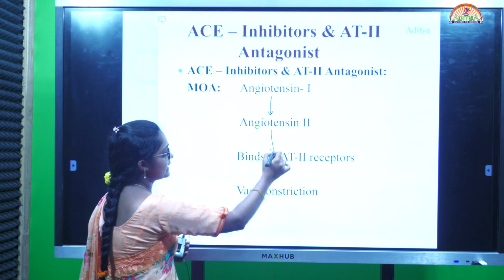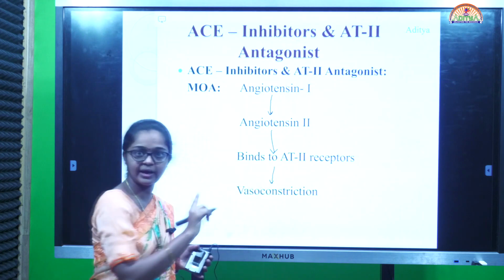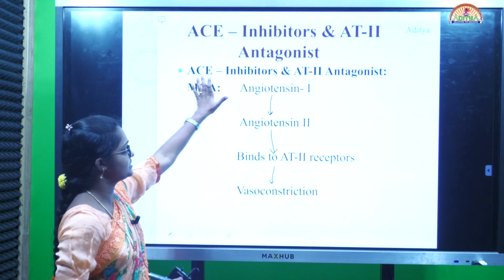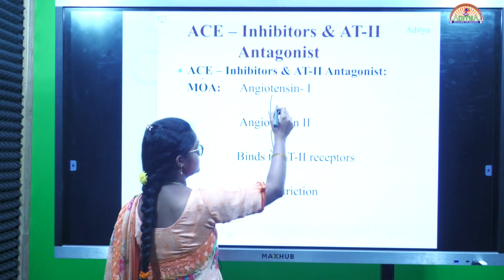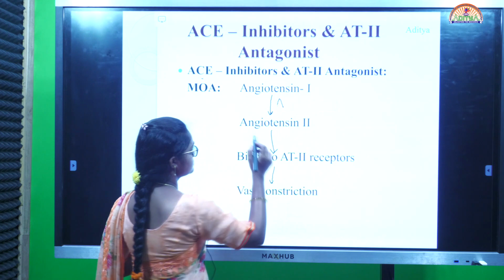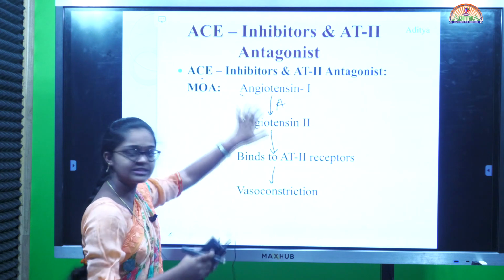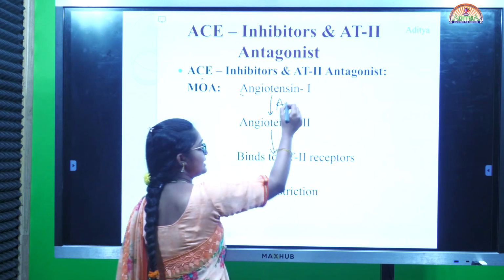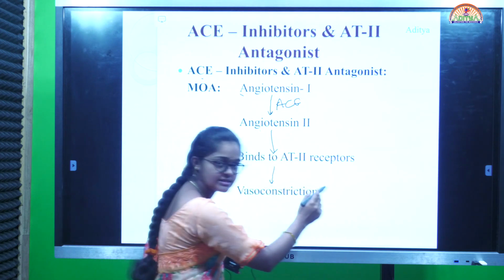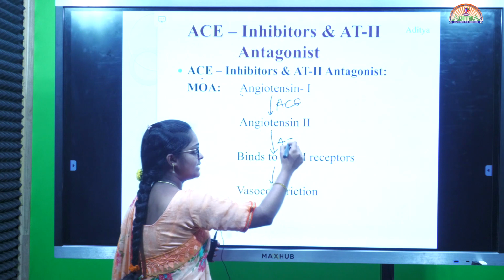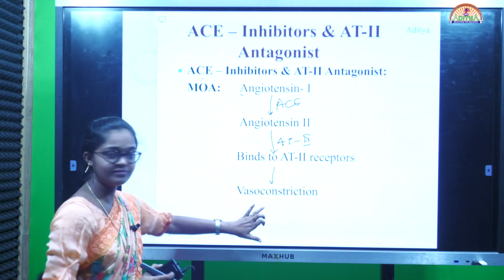Next, angiotensin converting enzyme inhibitors and angiotensin 2 antagonists. These come under the drugs without positive inotropic effect. Angiotensin 1 is converted to angiotensin 2 in the presence of angiotensin converting enzyme, and angiotensin 2 binds to angiotensin 2 receptors and leads to vasoconstriction.